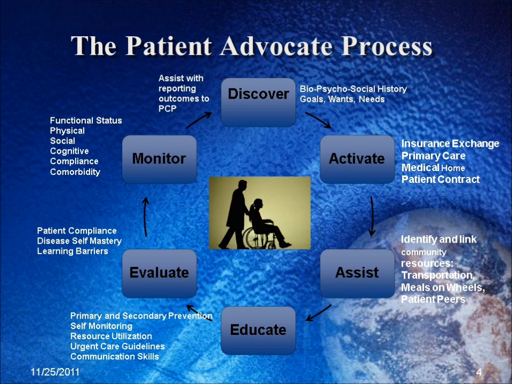This graphic further defines your patient advocate process. It's one of discovery, wherein you discover all of the data points that you can around the patient's and family's biopsychosocial history, their goals, their wants, and their needs, activating them with a payment system and a medical home, assisting them with identifying community resources and their peer structures that will support them, educating them, evaluating them in terms of learning barriers and whether or not they are reaching their knowledge goals that you have set for them, and then monitoring. Eventually we hope that they become independent and you can sign them off and they can re-engage you at times in the future if they sense a need for your services due to a loss of control of an existing condition or perhaps the development of a new one.